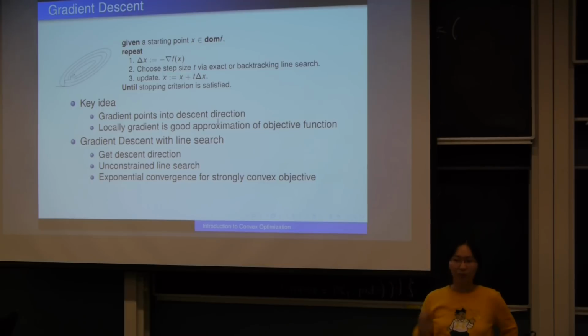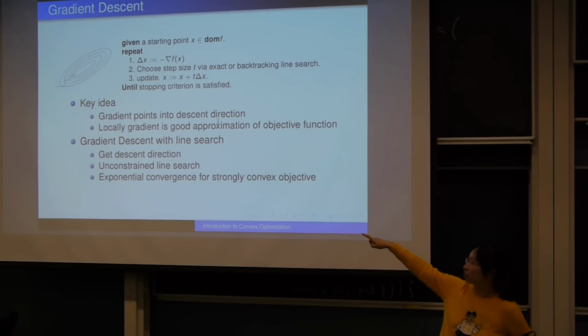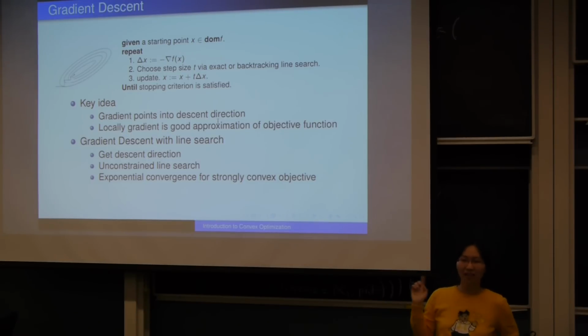We are given a starting point x, and we repeat this procedure. We compute the derivative at x, and we take the negative of the derivative. Then we choose a step size by exact or backtracking line search, and then we update x by x plus the step size times the negative derivative. The key idea here is that the gradient actually points into the descent direction, and locally, the gradient is a good approximation of the objective function. The above algorithm is an example of gradient descent with line search. So how fast does it converge?